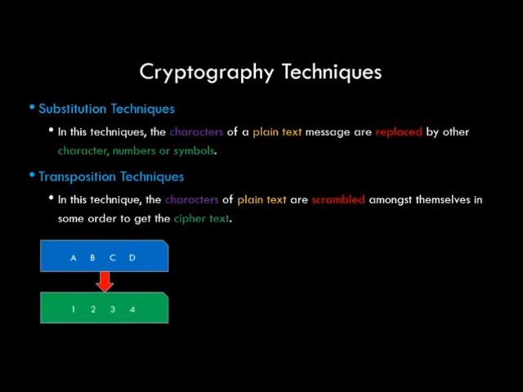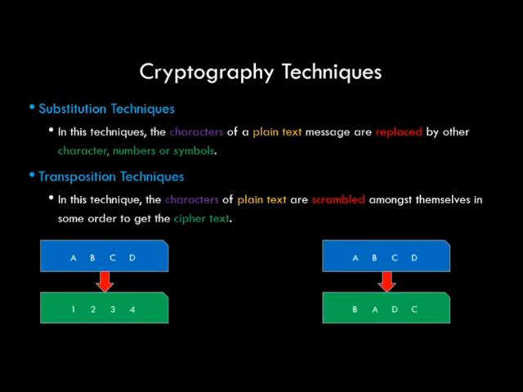For example, in this case, the characters A, B, C, D are replaced with the numbers 1, 2, 3, 4. So this is encryption by substitution, as those characters are replaced by other symbols or numbers. Let's take an example of the transposition technique. Here the characters A, B, C, D are swapped and you get the ciphertext B, A, D, C. So the consecutive positions AB are swapped to BA and CD are swapped to DC.